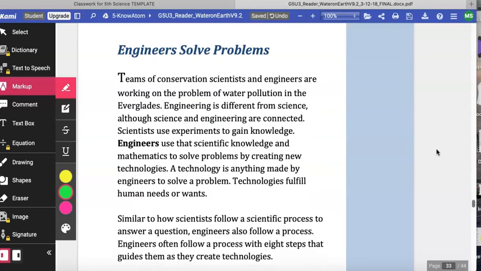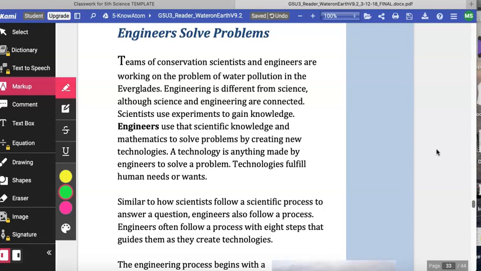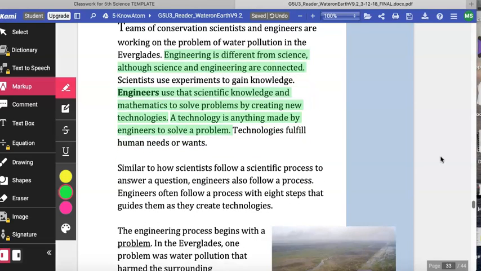Engineers solve problems. Teams of conservation scientists and engineers are working on the problem of water pollution in the Everglades. Engineering is different from science, although science and engineering are connected. Scientists use experiments to gain knowledge. Engineers use that scientific knowledge and mathematics to solve problems by creating new technologies. A technology is anything made by engineers to solve a problem. Technologies fulfill human needs or wants. Yes, that does mean that a pencil or an eraser or whiteout is technically considered a technology.